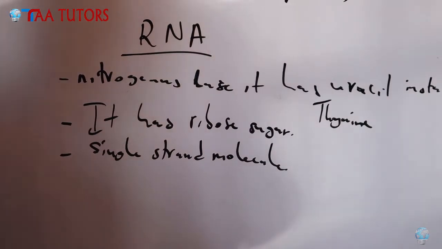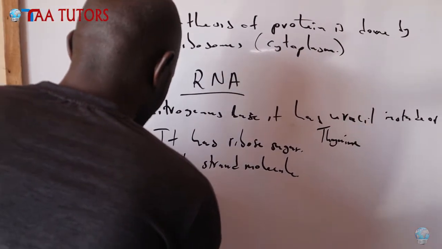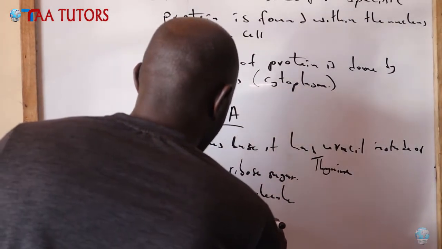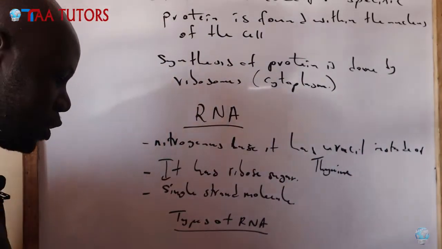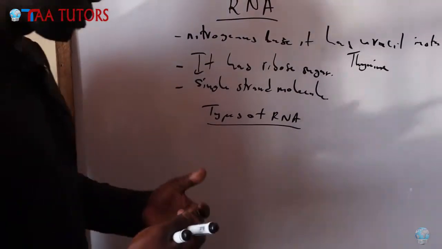So that one will be taking us to what we are calling types of RNA. We have got different types of RNA, and this is what will be helping us to understand protein synthesis. So I want us to go with it slowly so that we know the types of RNA.